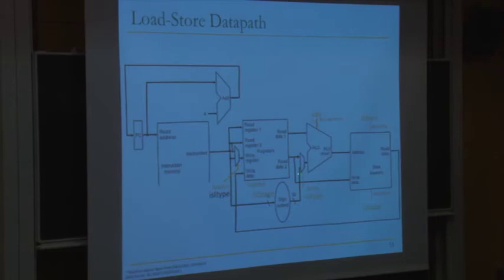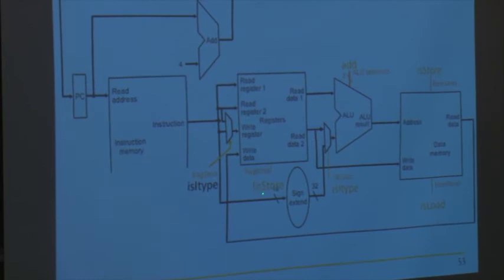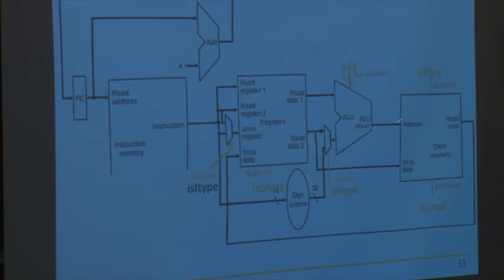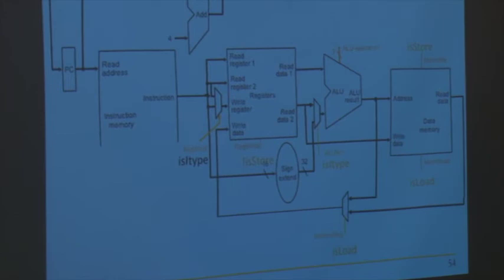The main thing is now you can change the control signals to is store or is load, and I'm going to give you the control signals later on. If the instruction is a store, memory write is enabled, register write is disabled. If the instruction is a load, then memory read is enabled. And for a load, is load is true, is store is false. For a store, is store is true, is load is false. OK. So this is the final data path for non-control flow instructions.